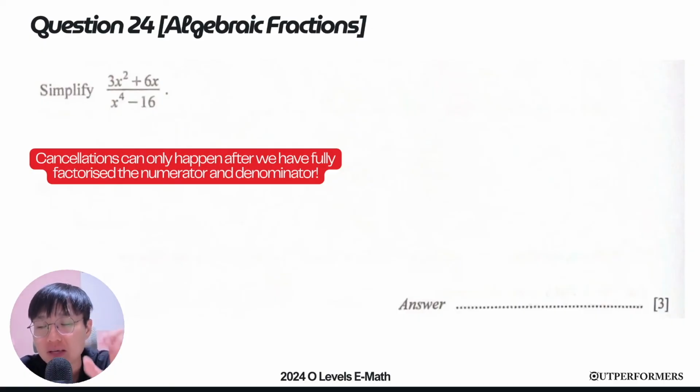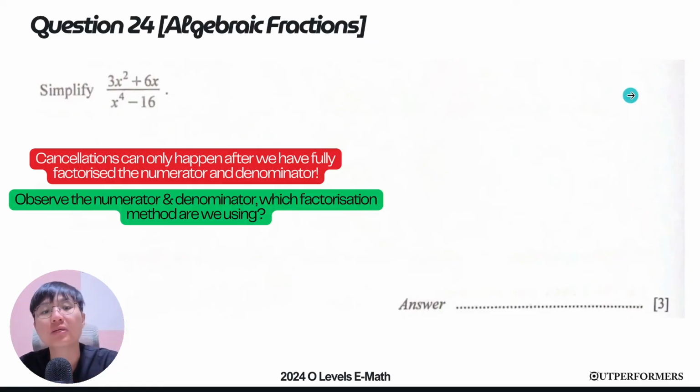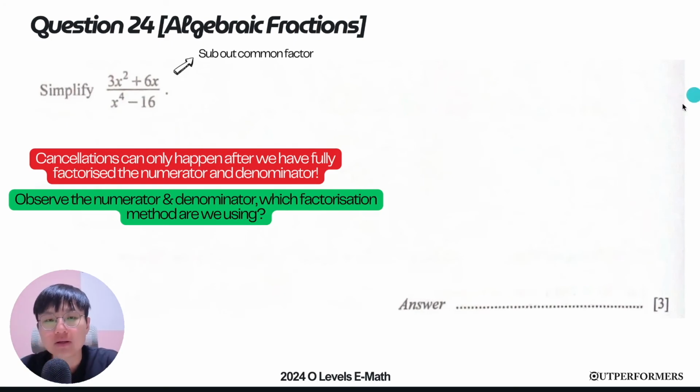Okay, and you take a look at this current portion, they are not factorized at all. Every term is on its own. 3x squared, x, 6x, x to the power 4, minus 16. Okay, so make sure we settle that first before you start the cancellation. And the next question will be, then what factorization method do we use? So let's take a look at the numerator first. Numerator, the maximum thing we can do is to take out the common factor. Okay. However, for the denominator, it's our good old friend.